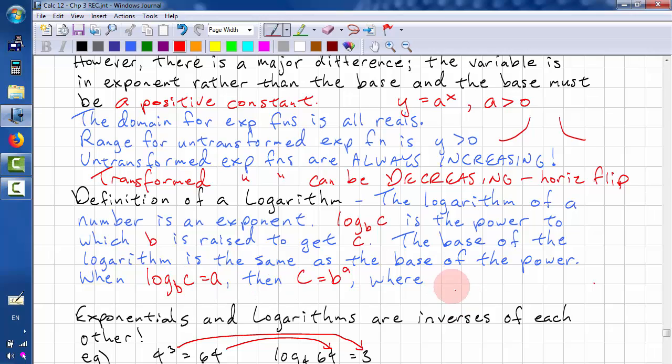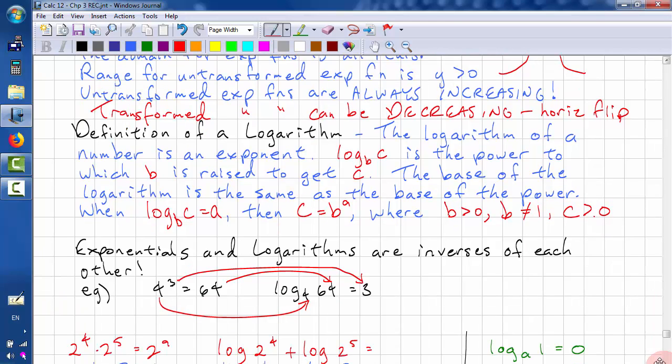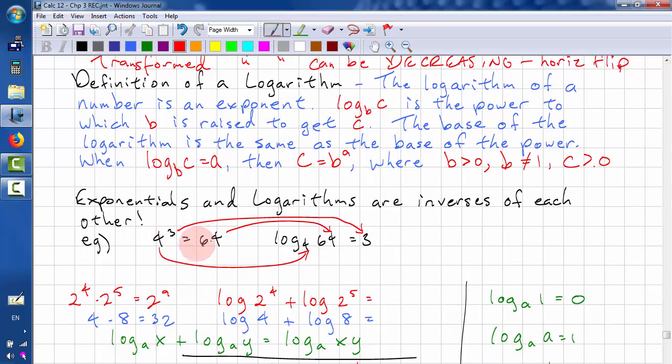And we have to have conditions. b has to be greater than 0. b does not equal 1. And c is greater than 0. Okay, exponentials and logarithms are inverses of each other. So all these numbers should appear in both forms. So if we have a 64, that's the value or number that goes in here. This is the base, it goes down here. This is the exponent, it goes on the other side.